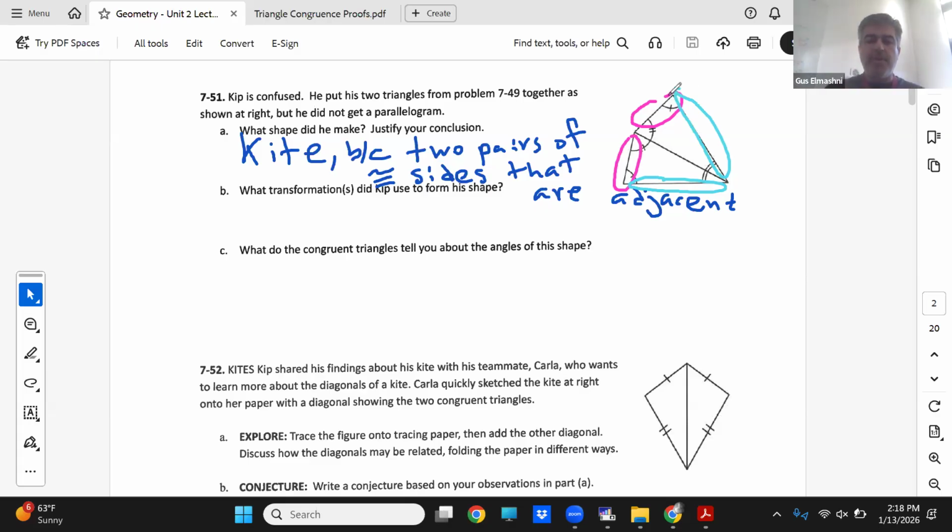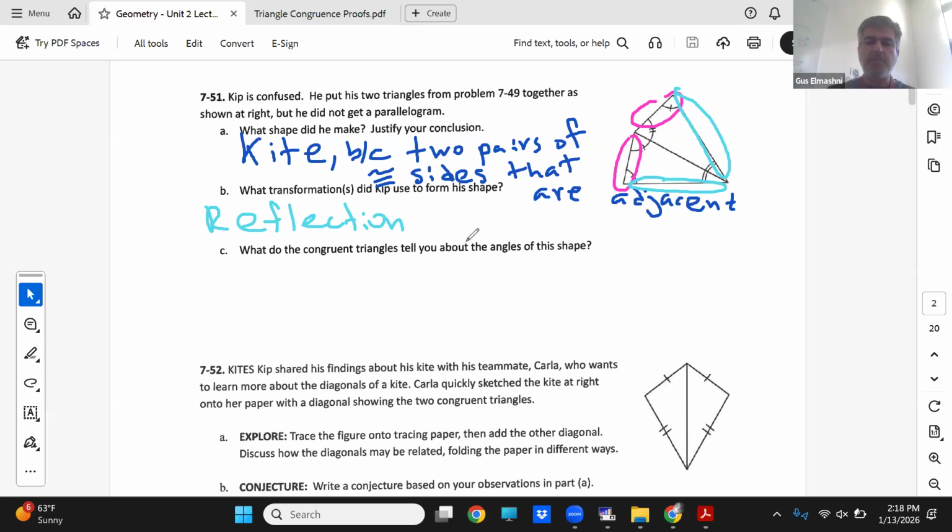So what transformation did Kip use to form his shape? It looks like that was a reflection. Rotation, yeah, I don't want to think about that. Could be, that's a little complicated, but it could be a reflection. What do the congruent triangles tell you about the angles of the shape?